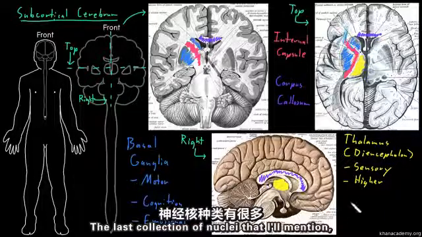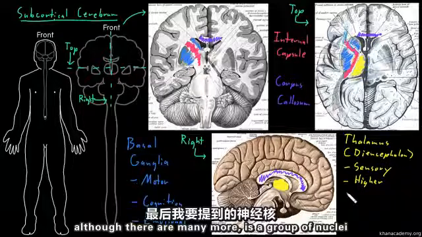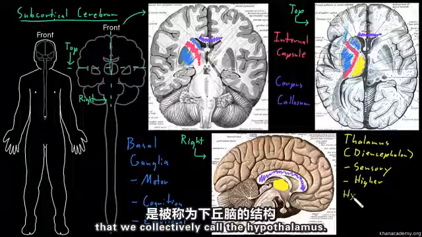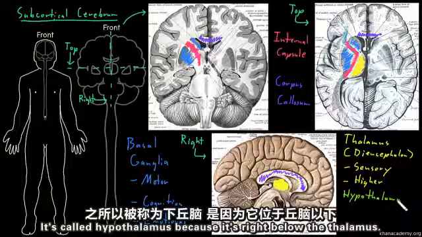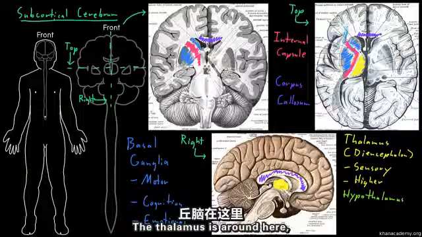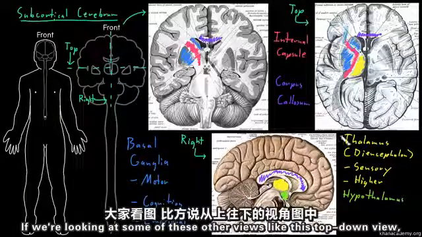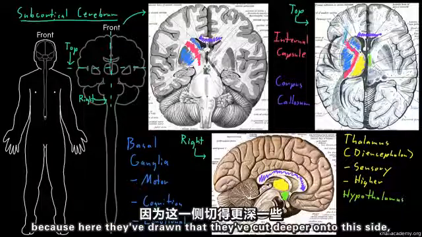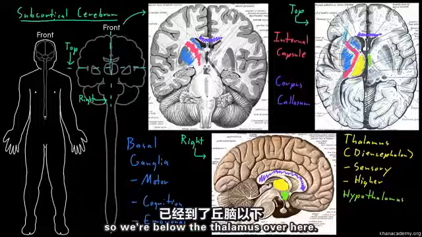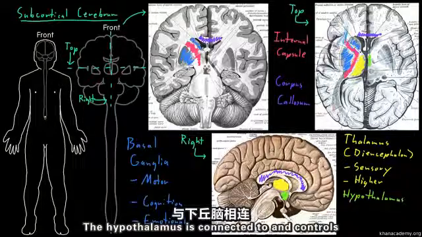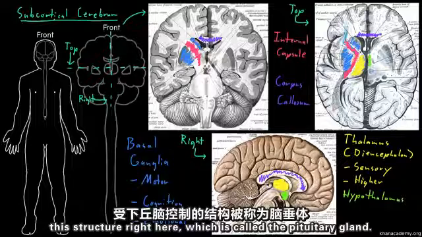And the last collection of nuclei that I'll mention, although there are many more, is a group of nuclei that we collectively call the hypothalamus. It's called hypothalamus because it's right below the thalamus. So the thalamus is around here, and then this area right here is the hypothalamus. And if we're looking at some of these other views, like this top-down view, some of this would be part of the hypothalamus, because here they've cut deeper on this side, so we're below the thalamus over here. And the hypothalamus is connected to and controls this structure right here, which is called the pituitary gland.